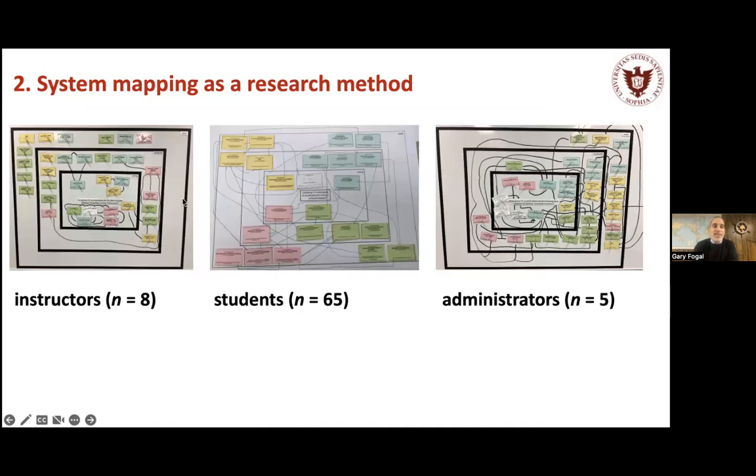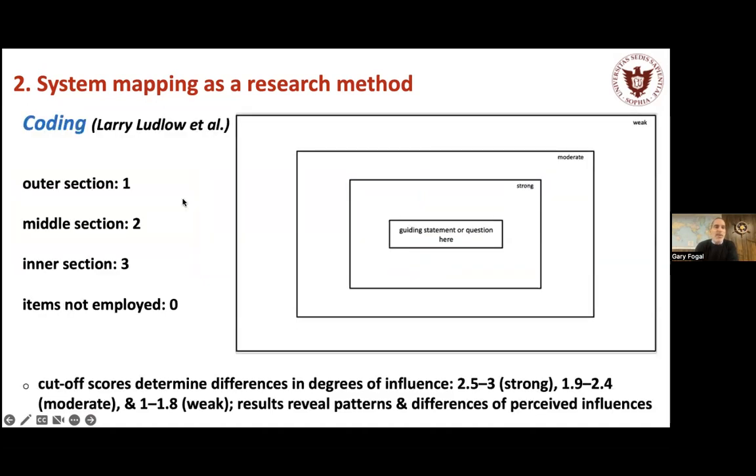So once we've collected the system maps from all the participants, and we can imagine a whole set of different combinations of stakeholders involved here, depending on our topic of research, so parents, counselors, peers, teacher trainers, we can set about the task of coding. Let me do that briefly. So the completed system maps are coded according to their location on the system board. This coding framework was developed by Larry Ludlow and colleagues at Boston College and the University of Auckland.